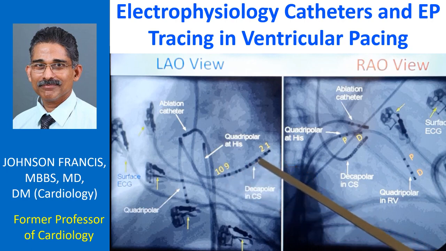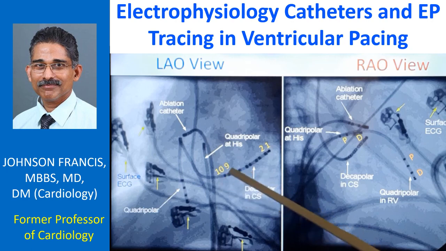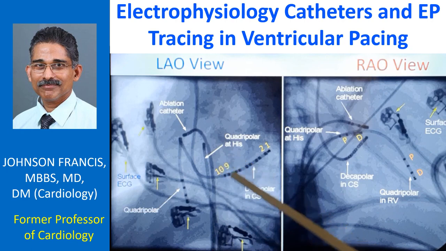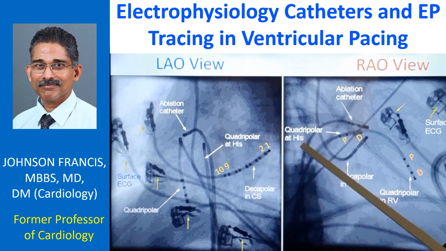Then it will be 3, 4, 5, 6, 7, 8, 9 and 10. The proximal most pair will be 9, 10. Introduced from the jugular vein. Then there is a quadripolar catheter at the His bundle. This is the right ventricular quadripolar catheter. Distal pair is RV distal and proximal is RV proximal.